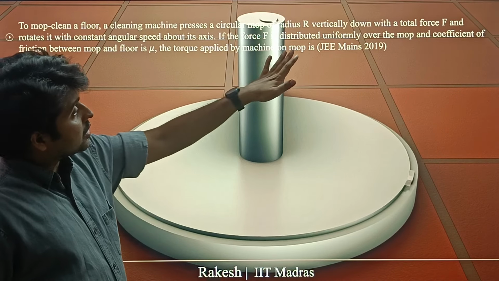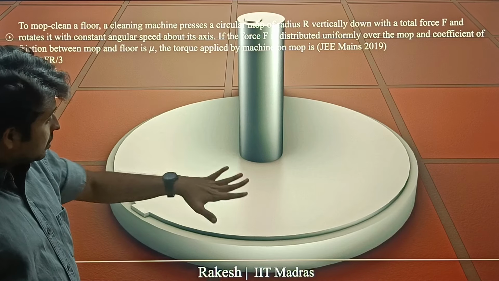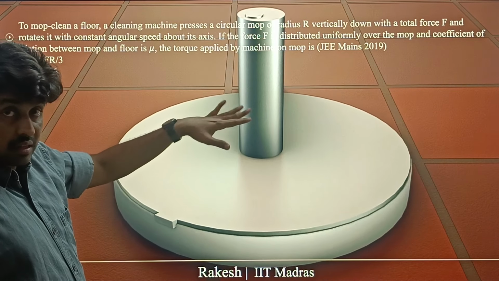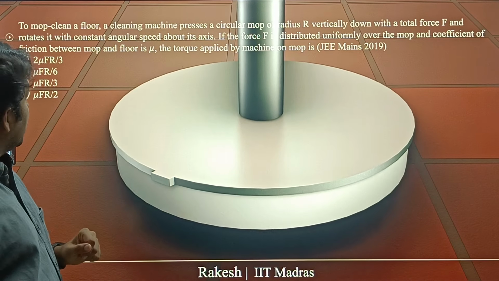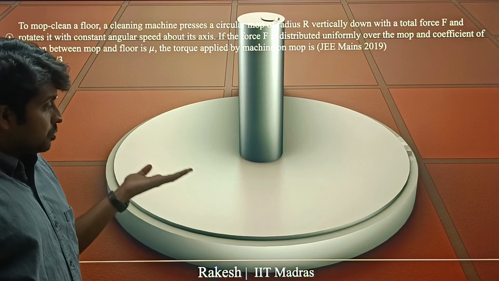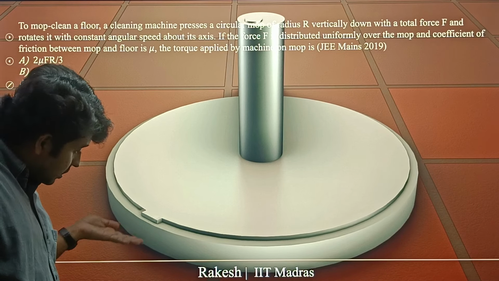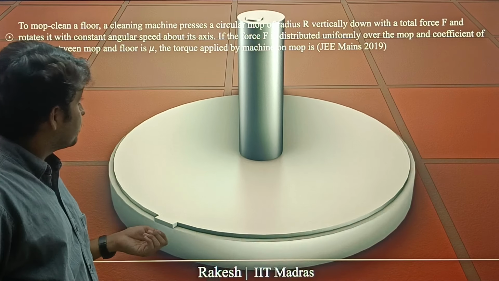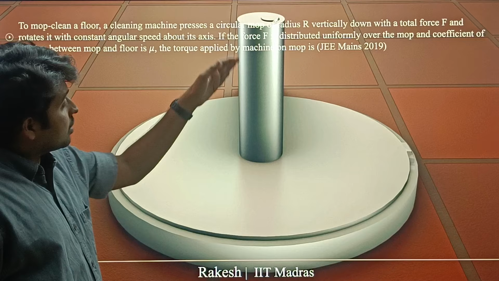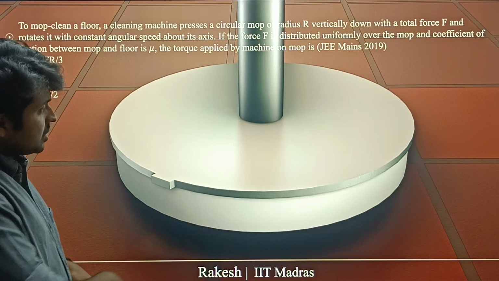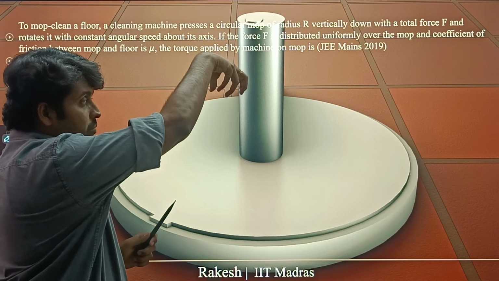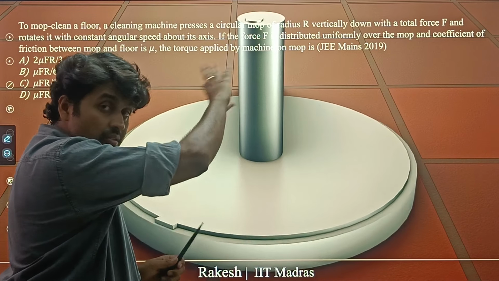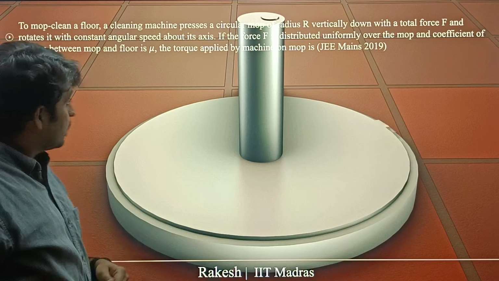If the force is distributed uniformly over the mop, so this force that we are pressing with is uniformly distributed over the mop, and the coefficient of friction is mu. So between this and the ground, the coefficient of friction is mu. What is the torque applied by the machine on the mop? So let us say we are pressing it and rotating it. What is the torque applied by us to rotate this mopping stick?